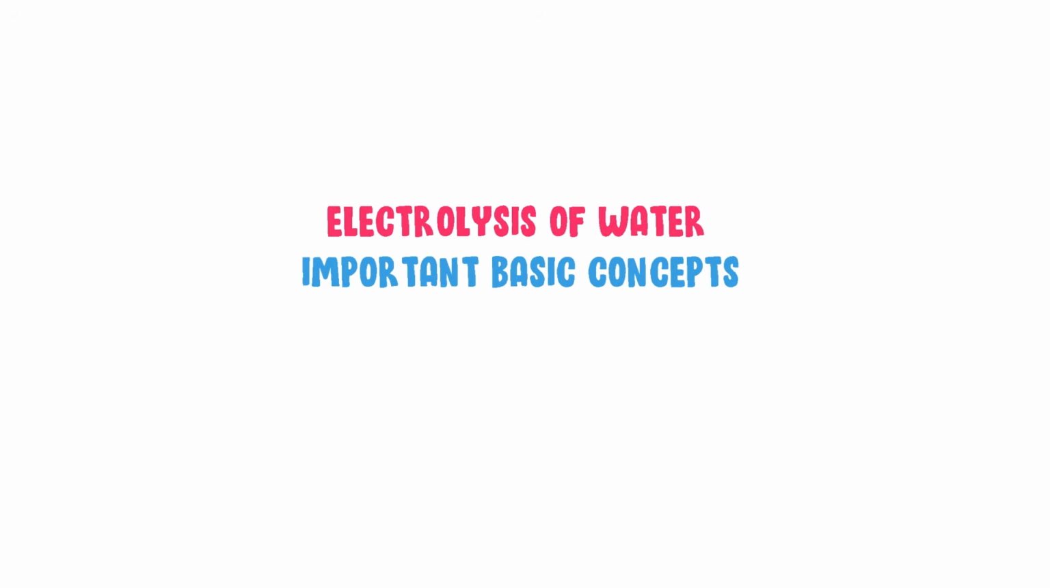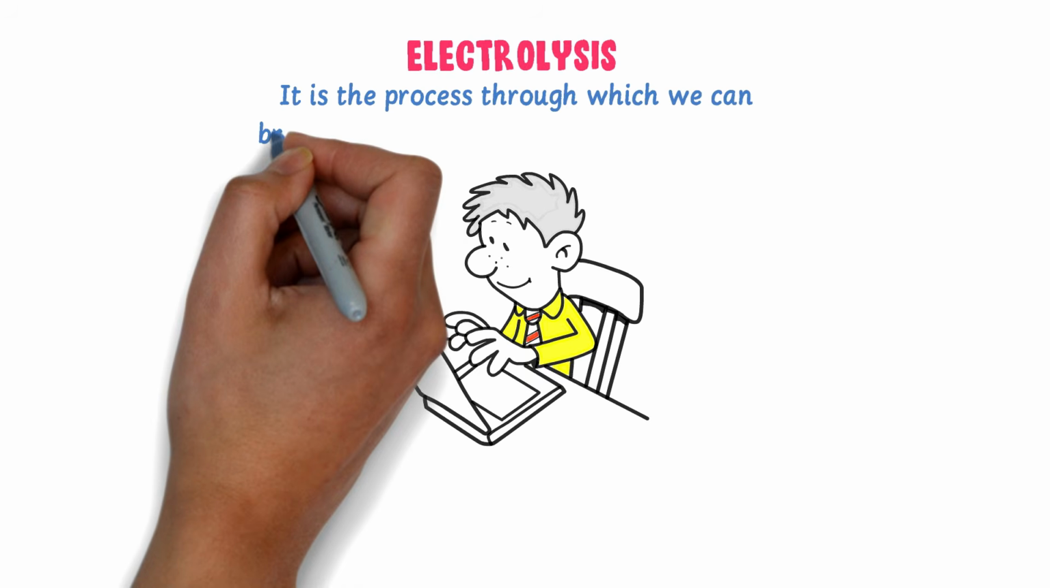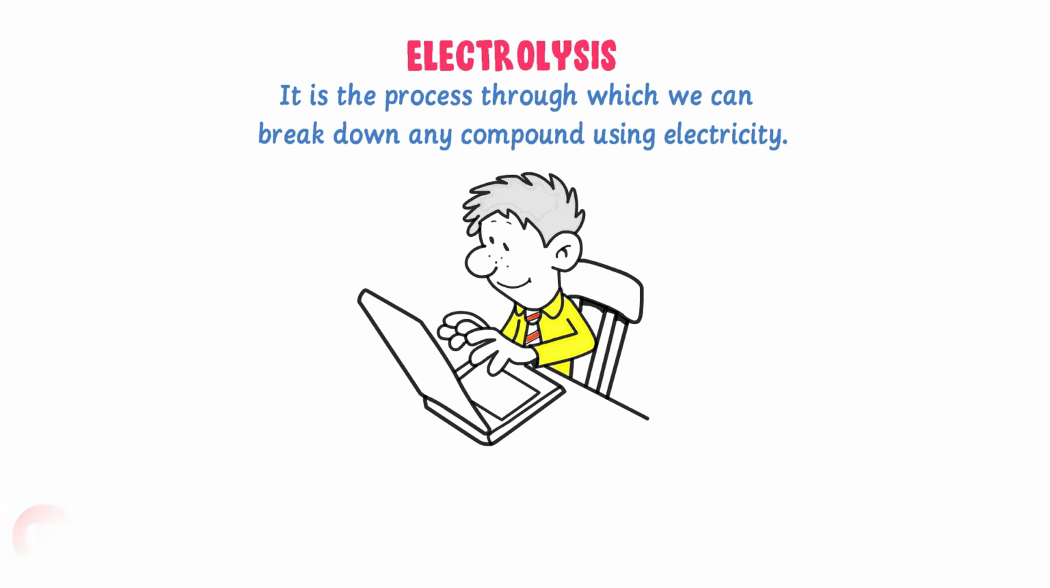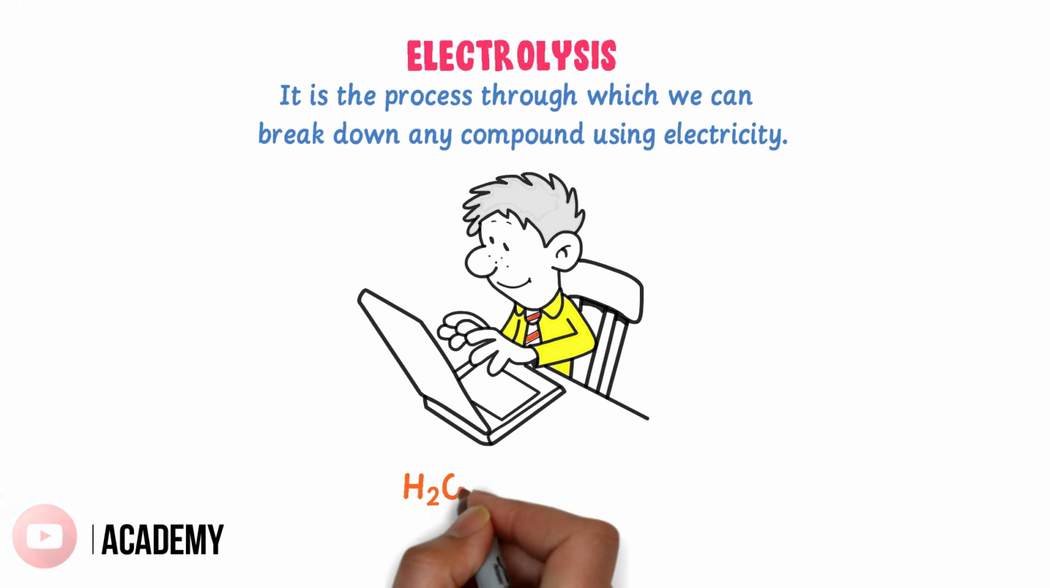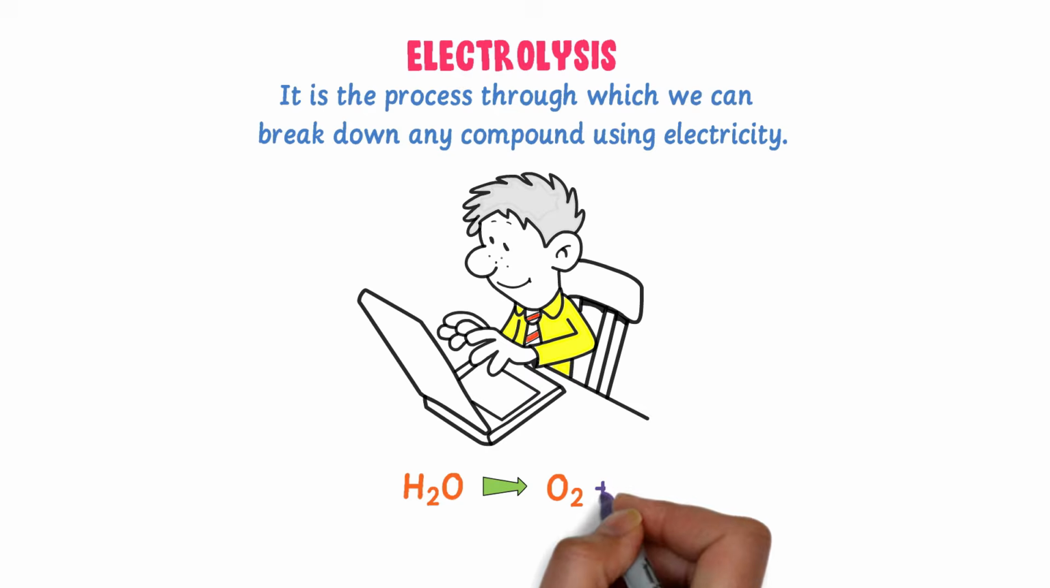Electrolysis of water, and I will teach you all the basic concepts of electrolysis of water. We have already learned in our previous lecture of electrolysis that it is the process through which we can break down any compound using electricity. For example, consider water, H2O. We will do the electrolysis of water, and as a result, we will get hydrogen gas and oxygen gas. Thus remember that electrolysis process breaks down any compound.